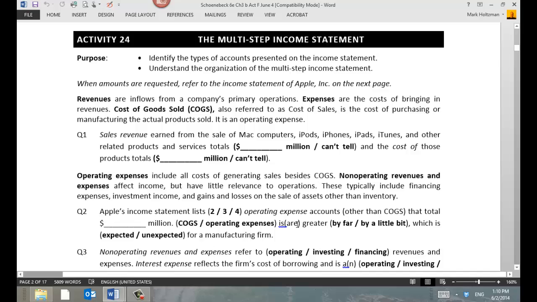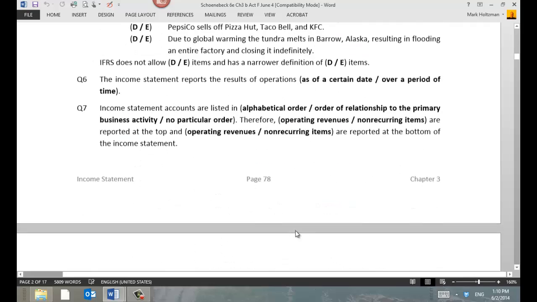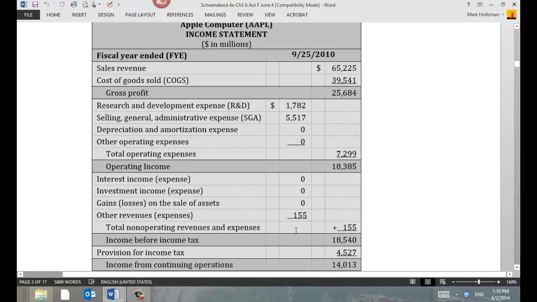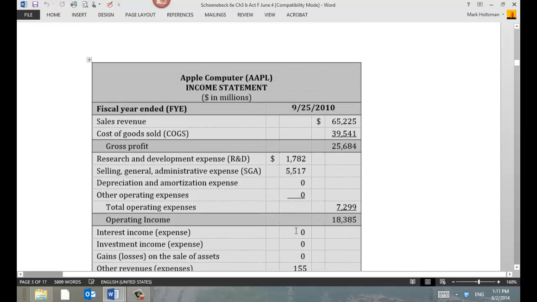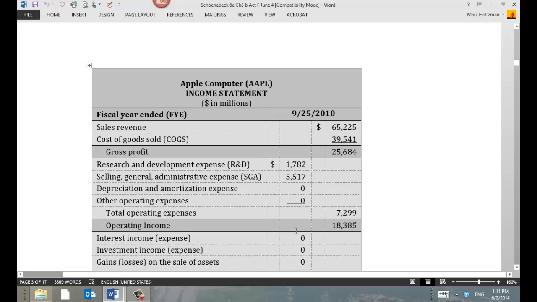All of this refers to the income statement, which is on page 79, right over here. Now, I don't think Apple needs much of an introduction. This is an older income statement for Apple. Newer ones, Apple has become a lot more profitable since then. But this is from 3, 3.5 years ago.